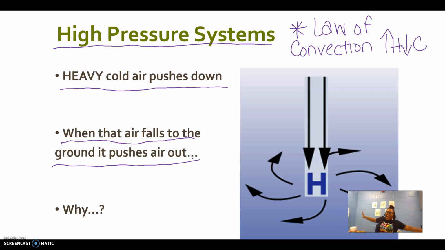It spreads it out. Take your hand on your desk, and I want you to pull your hand down like this. And when you go down, you spread your hand and turn it. That's what happens with air during a high pressure system. It causes those heavy air particles that are cold to sink to the ground and spin and push air molecules out. So that's how a high pressure system occurs.